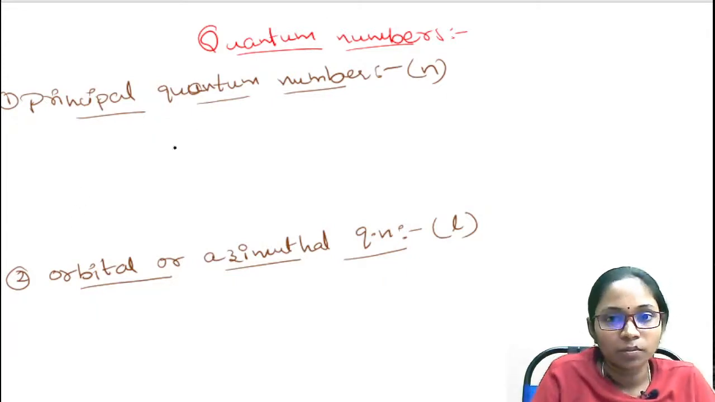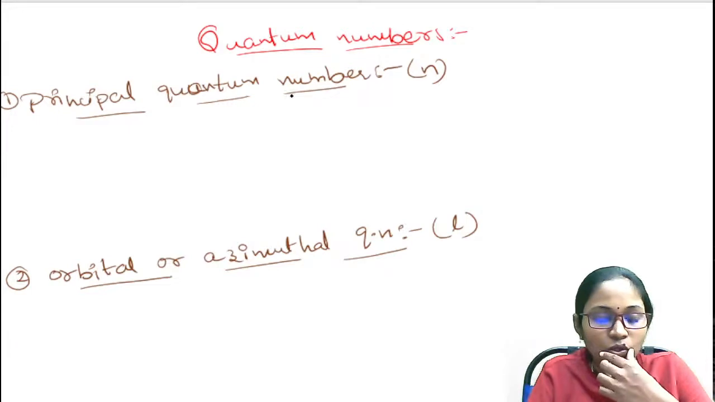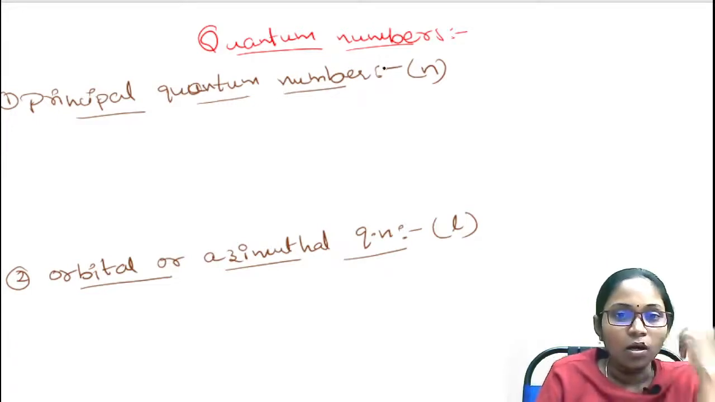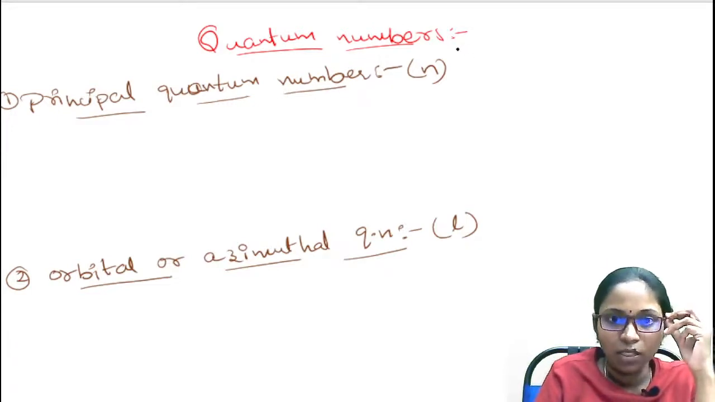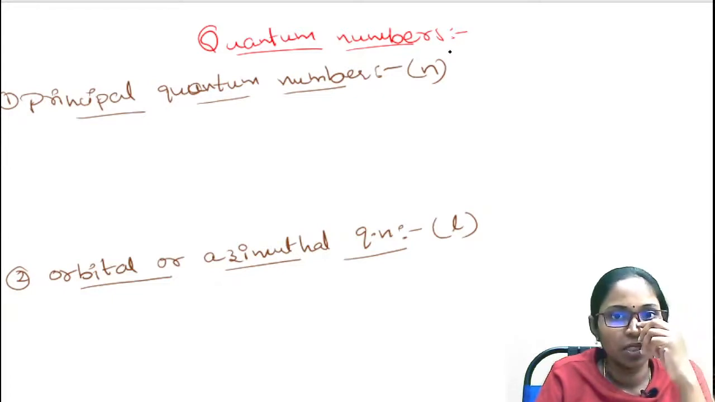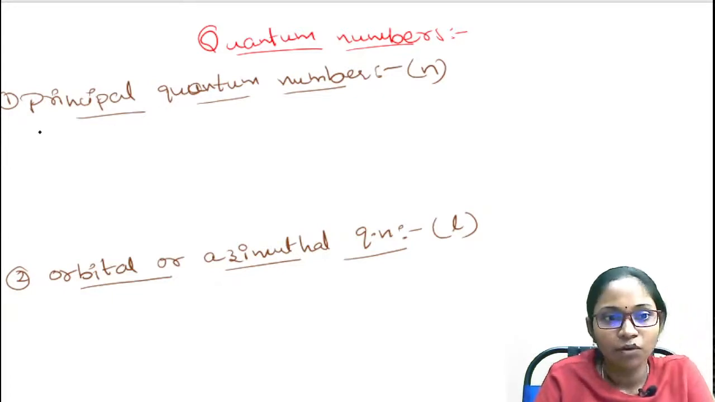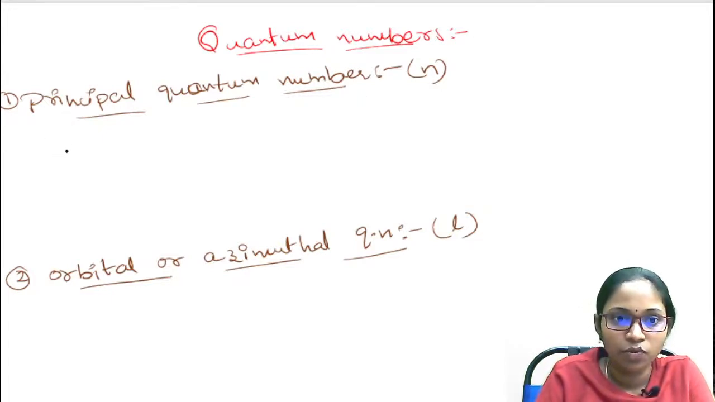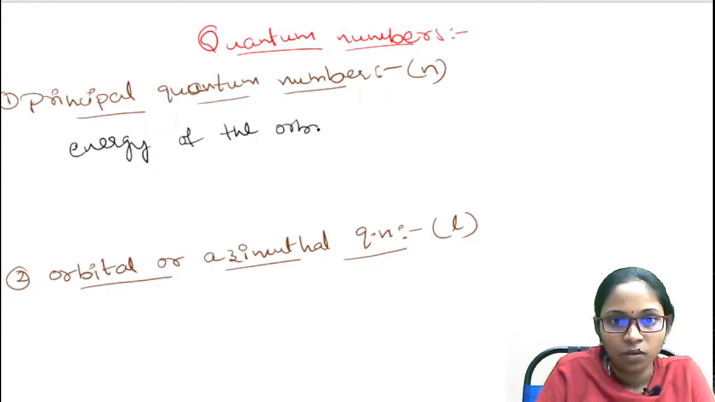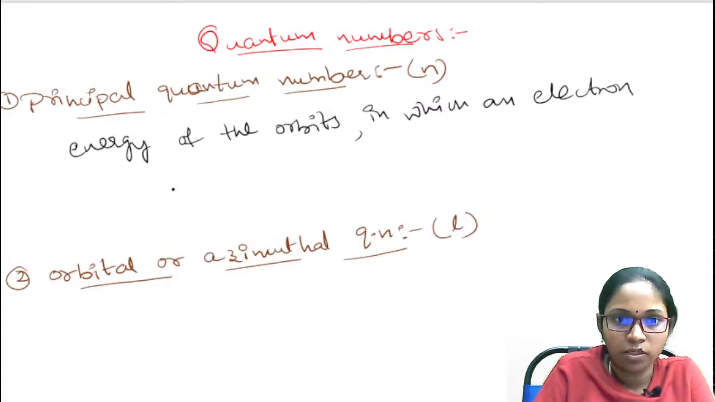Coming to quantum numbers, quantum numbers are used for the configuration of the electrons in their orbits. Okay, and we have 4 types of quantum numbers. One is principal quantum number, which is denoted with the n. This gives us the energy of the orbits in which an electron is present.